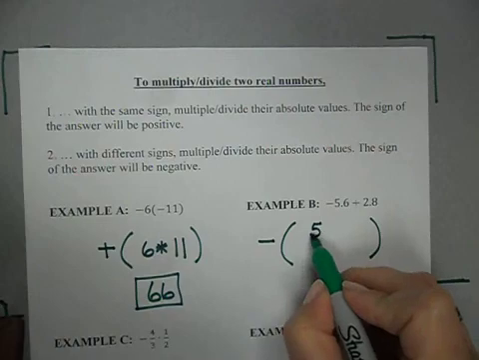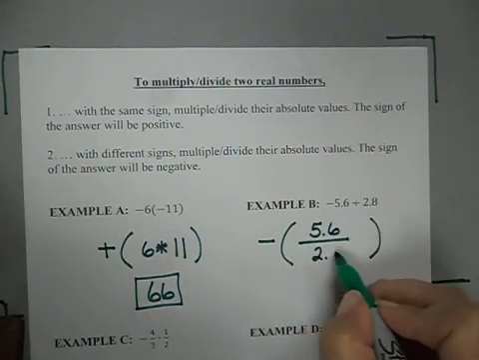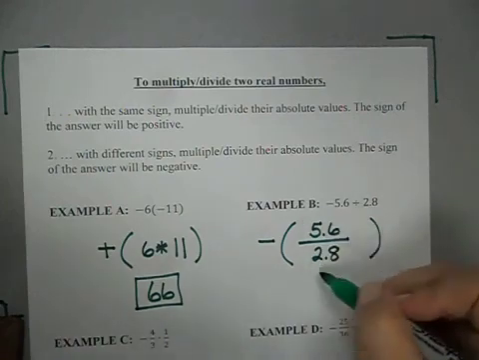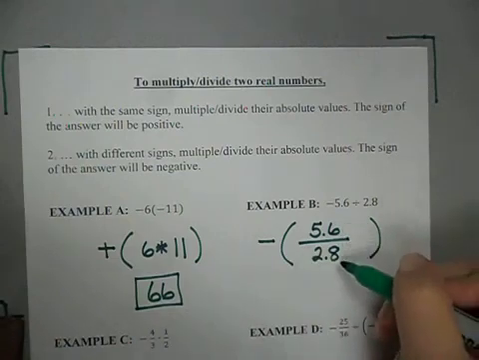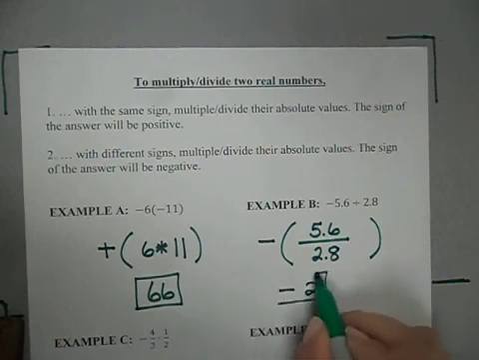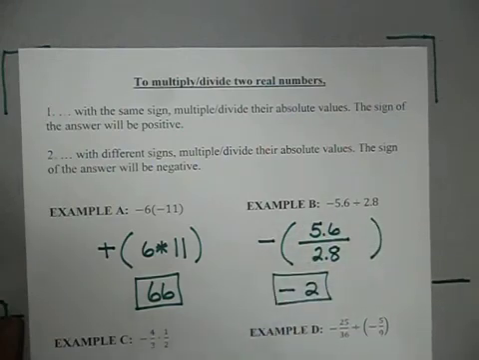So the absolute value of -5.6 is 5.6, and we're going to divide that by the absolute value of 2.8, which is 2.8. Again, I would use my calculator. If you, again, don't know how to divide, use your calculator. So divide those two numbers, and you should get 2. So our answer will be -2. So again, we showed that we know the rule, and then we wrote down our final answer.